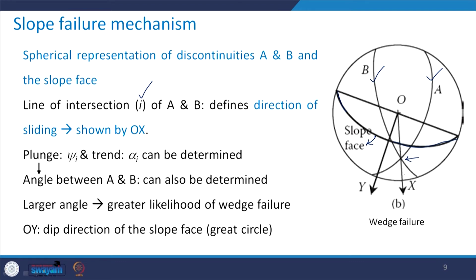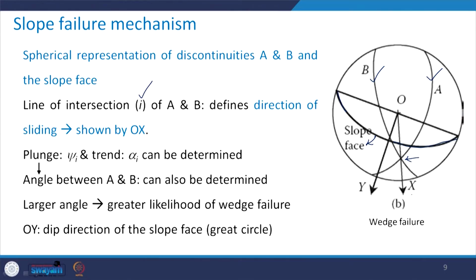Now, this vector OX, in this direction, will define the direction of sliding. That means whatever rock mass is in between that wedge will slide along this vector or this line OX. Now, the plunge and trend of this line, how can we determine that? You can determine the plunge in this manner: from the extreme point to this point, whatever this angle is, you are going to get as psi I.